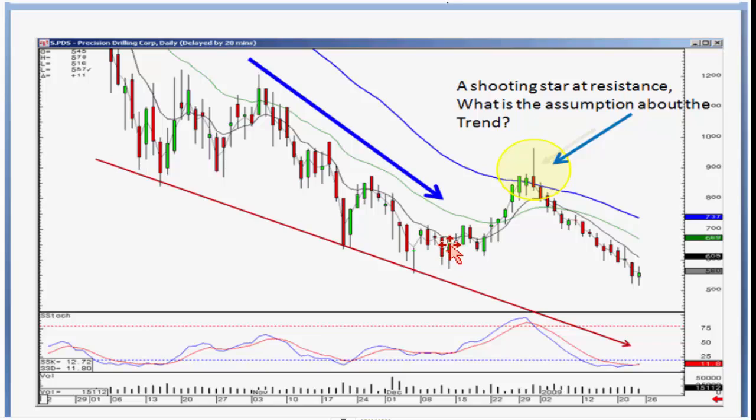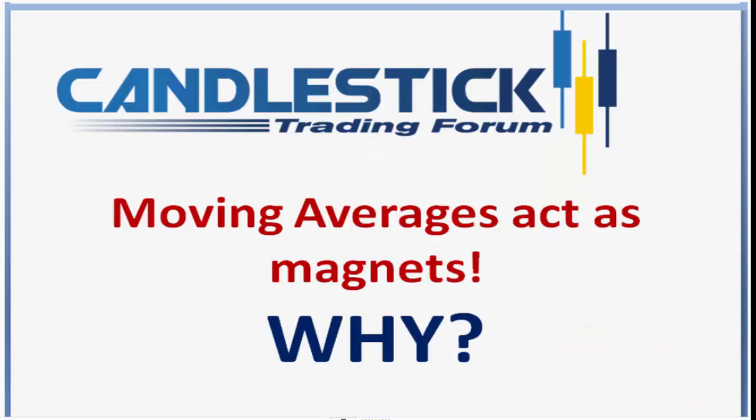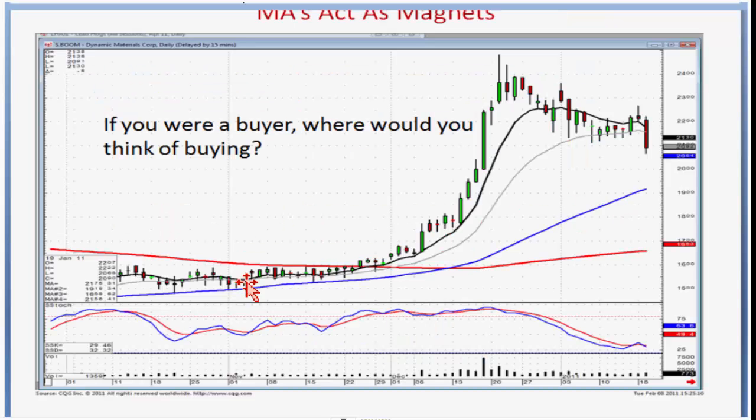You'll be able to see how close or how far away you are from a T line when you start seeing it moving away from the normal trading range. And we have some charts, Moneyball, to show that. So most of the time, moving averages act as magnets.